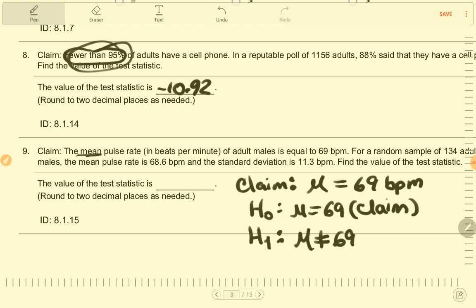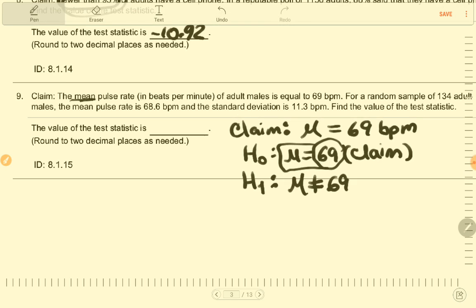Now, whenever we calculate a test statistic, again, we use this assumption. We assume that the true mean is 69. We do it under the assumption that the null hypothesis is true. And if the null hypothesis is true and our test statistic is really extreme, then that means it's extremely unlikely that we would have these results by chance. Okay, so then we use the test statistic formula.